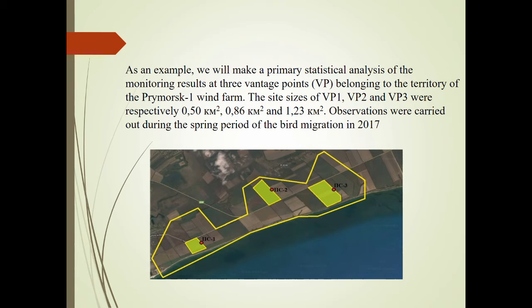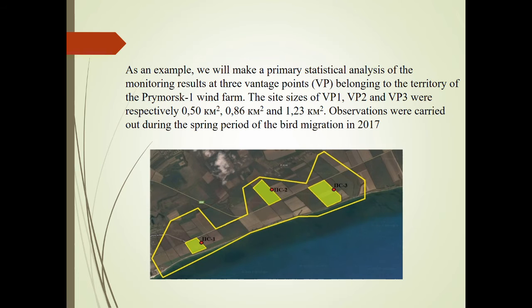As an example, we will make a primary statistical analysis of the monitoring results at 3 vantage points, VP, belonging to the territory of the Primorsk 1 wind farm. The site sizes of VP1, VP2, and VP3 were respectively 0.52, 0.862 and 1.232.